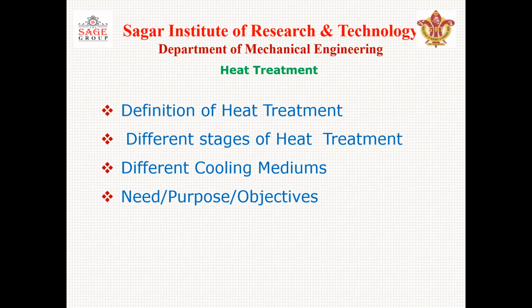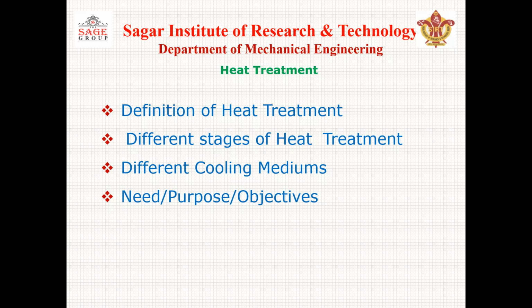Heat treatment can be defined as the operation or combination of operations involving stages like heating, soaking or holding, and cooling of the metal or alloy in the solid state to obtain the desirable conditions and desirable mechanical properties. This is the definition of heat treatment that we discussed in the previous lecture. Then we discussed the different stages of heat treatment.